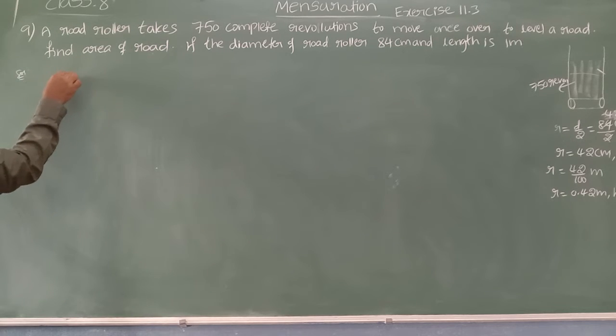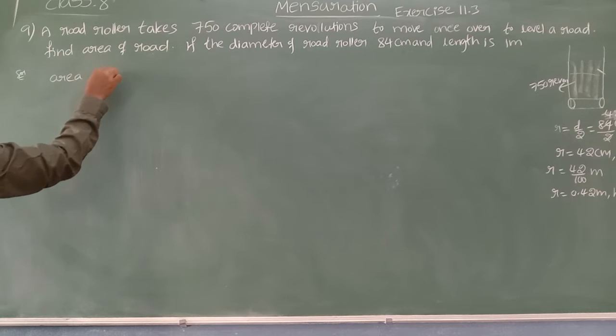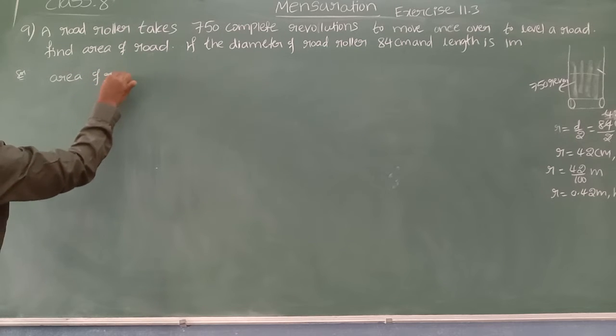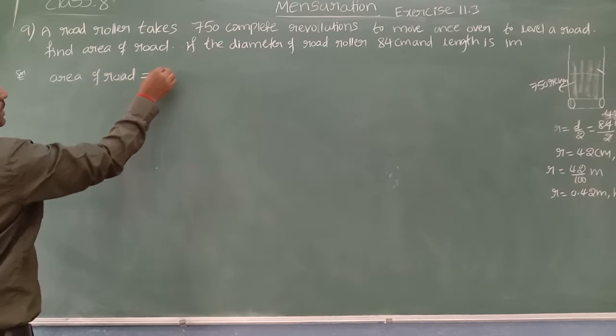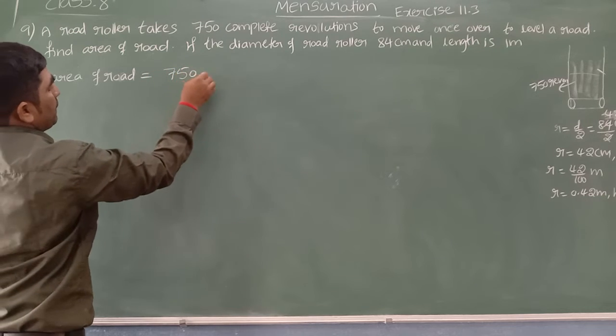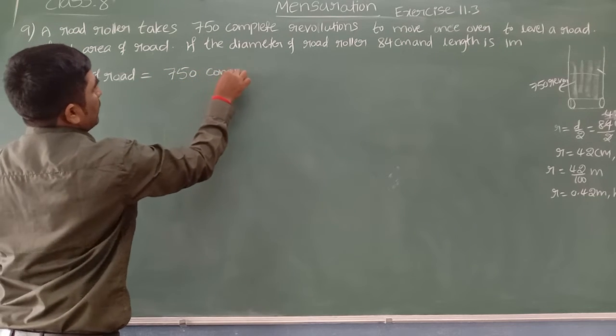Yes. Area of road is equal to how much? 750 complete revolutions.